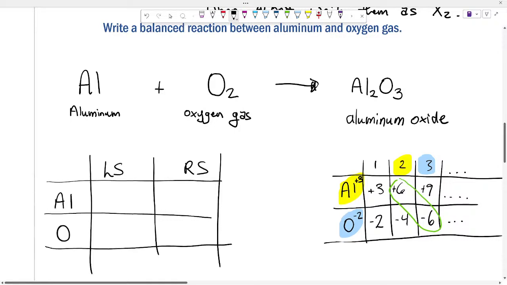But we have aluminum, we have oxygen. On the left, how many aluminums? Great. On the right, 2. On the left, how many oxygens? Yeah, there's 1 of them, but there's 2 in each one. So it's 2 oxygens. And then over here, how many oxygens?